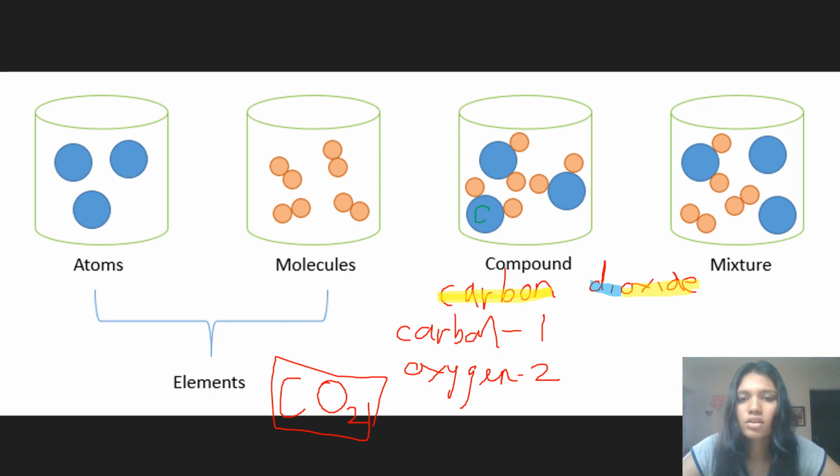Another color. This can be an atom of carbon. This can be oxygen. This can also be oxygen. CO2. This is carbon. This is oxygen. And this is oxygen. Okay. Same for the third. Okay.